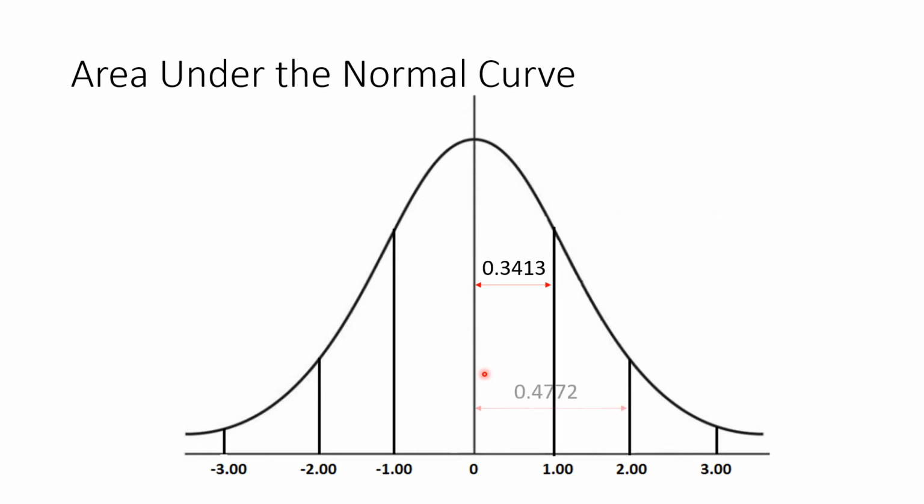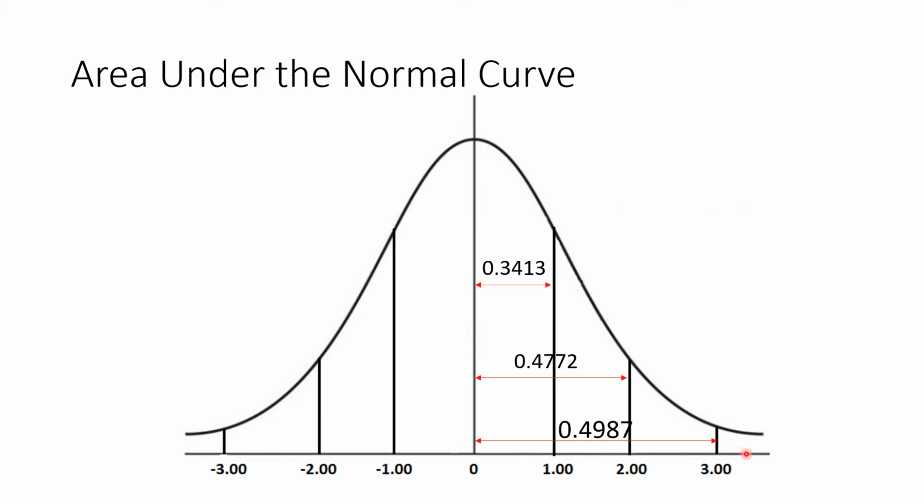From 0 to 2, this entire area is equal to 0.4772, as well as from 0 to negative 2.00, that is also equal to 0.4772. And then from 0 up to 3, that is 0.4987. Take note that it is the area from 0 up to this mark of 3.00.